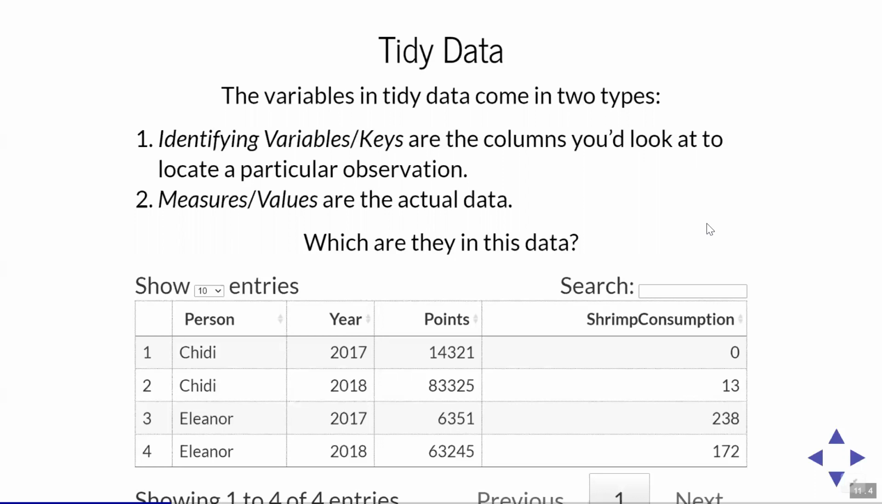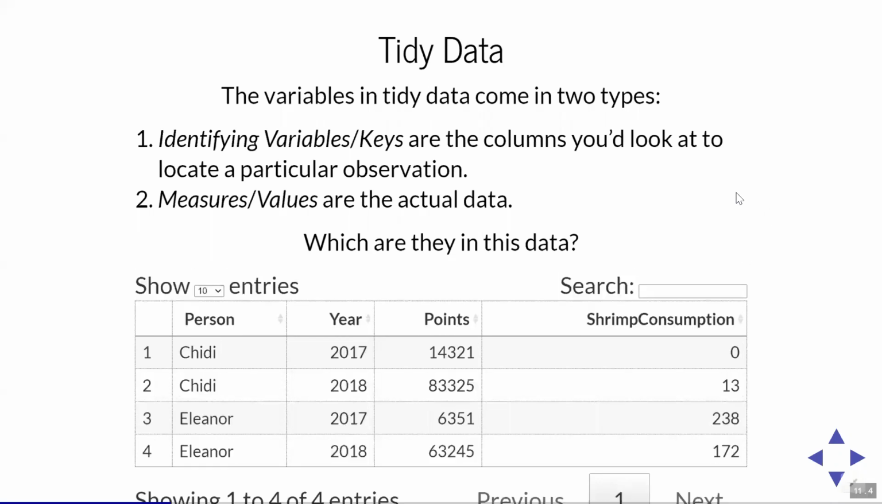All the other variables are measures or values. These are the actual data that we are interested in looking for. So in this table right here, we have a person column, we have a year column, we have the number of points that they've earned, and we have how much shrimp they've eaten that year. In this data, the person and year columns are the identifying variables, or the keys. If I want to know how much shrimp a particular person ate in a particular year, I would say, okay, I'm going to look for Eleanor. I want to know how much she ate in 2017. I'm going to use these two columns to look up the data that I want, and then I can look into the values or the measures, the shrimp consumption variable, to tell me how much shrimp she ate.